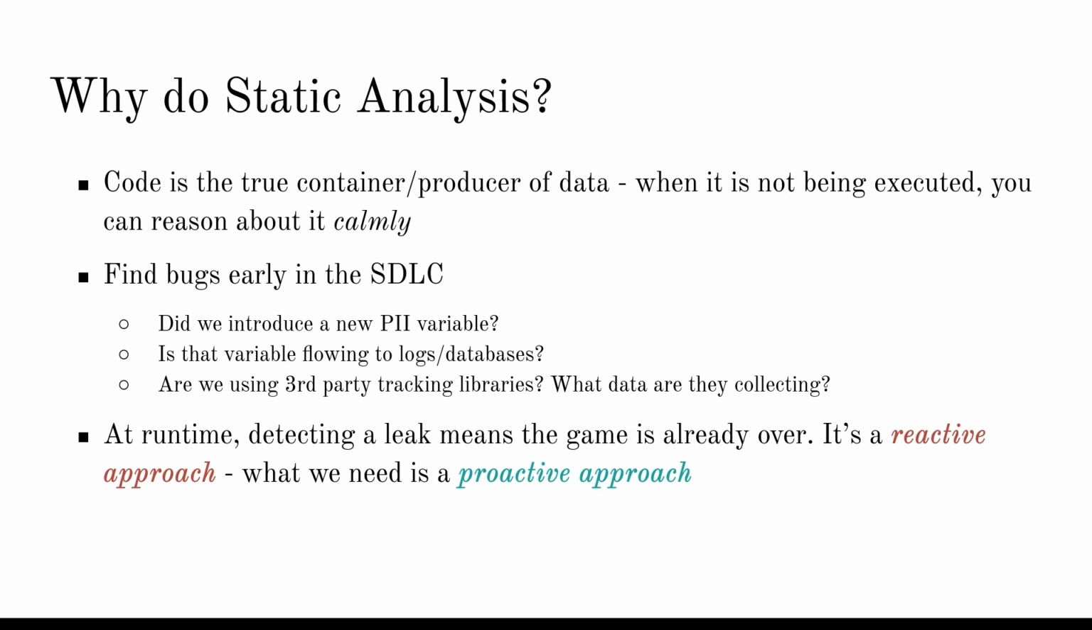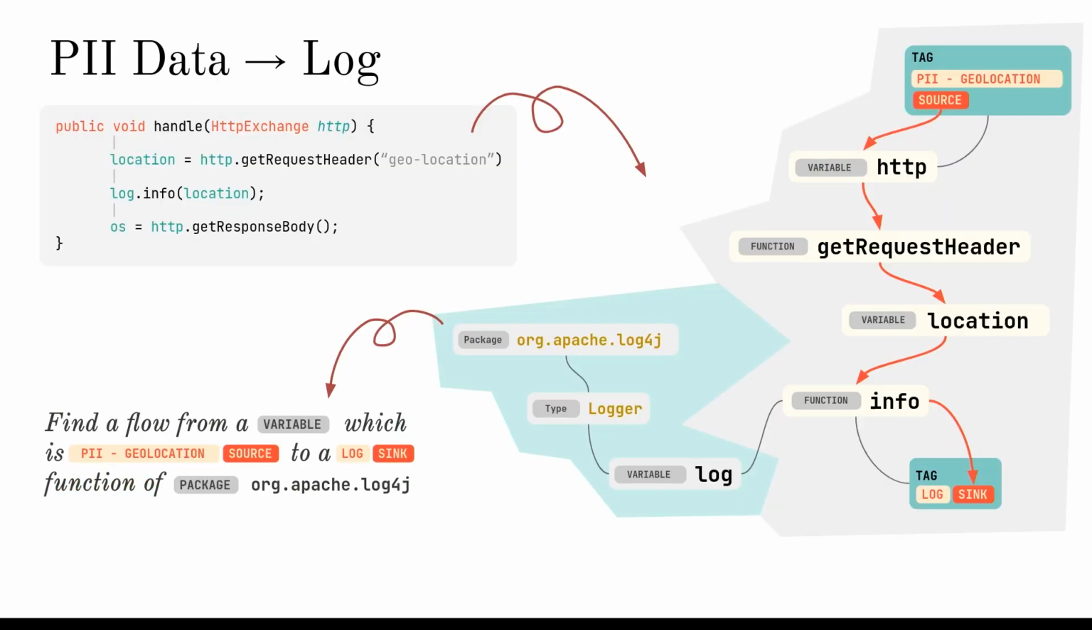So the goal is to find bugs early in the software development life cycle. Did we introduce a PII variable? Right there, when you make a commit, it tells you: did you do that? At runtime, detecting a leak means the game is already over. It's a very reactive approach. What we need is a proactive approach.